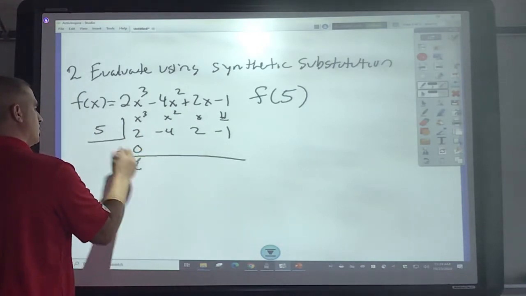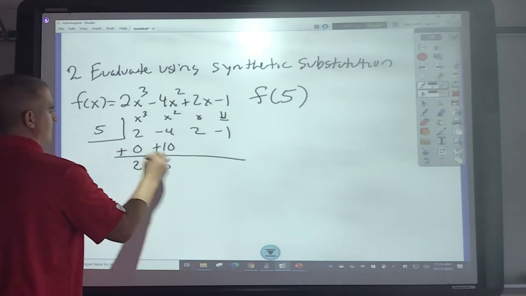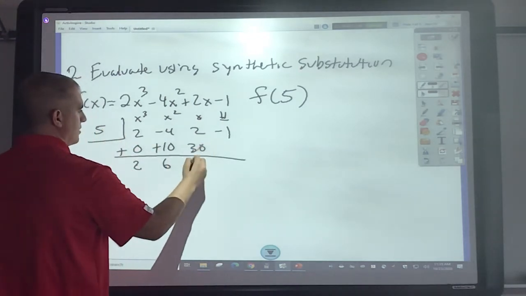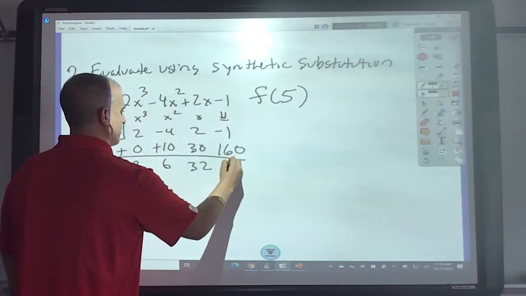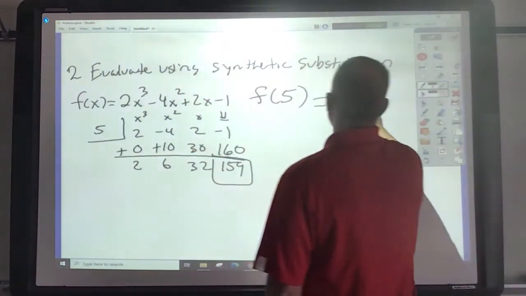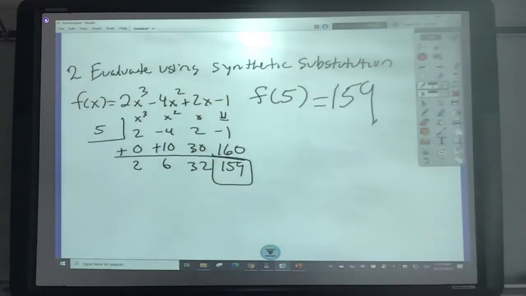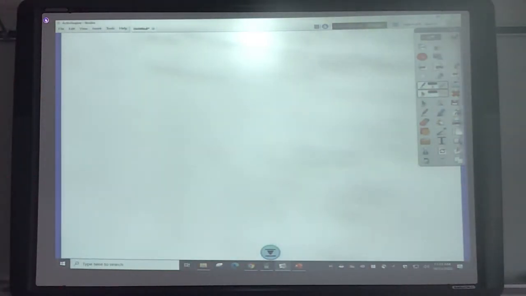2 plus 0 would be 2. 2 times that would be 10. Negative 4 plus 10 would be 6. 6 times 5 would be 30. 2 plus that would be 32. 32 times 5 would be 160. This would be 159. Okay? So basically, what that would evaluate to is 159. Okay? Now, let's go ahead and move on to the next thing. Okay? All right?